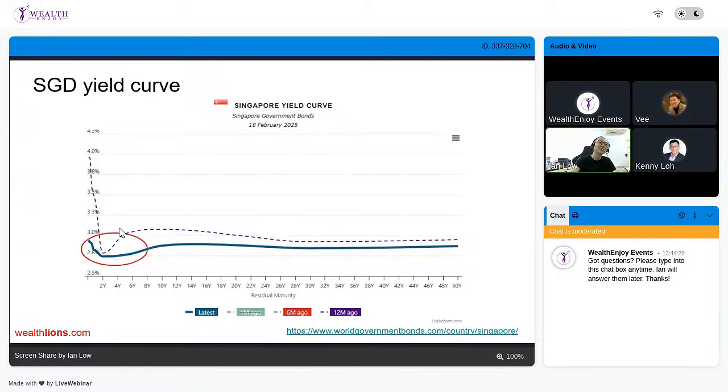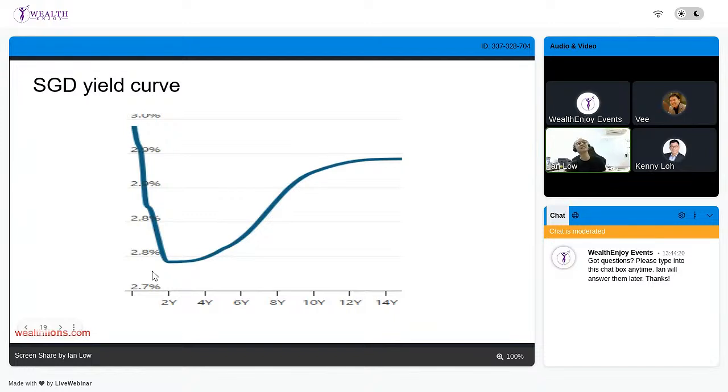So I'm going to focus on this part here. I want to blow it up. So basically, this is the current yield curve for the 1 year to the 14 years. Here is inverted. Here is normal. So it is going to correct itself. This is going to come down and this is going to go up. Then it'll be a straight line.